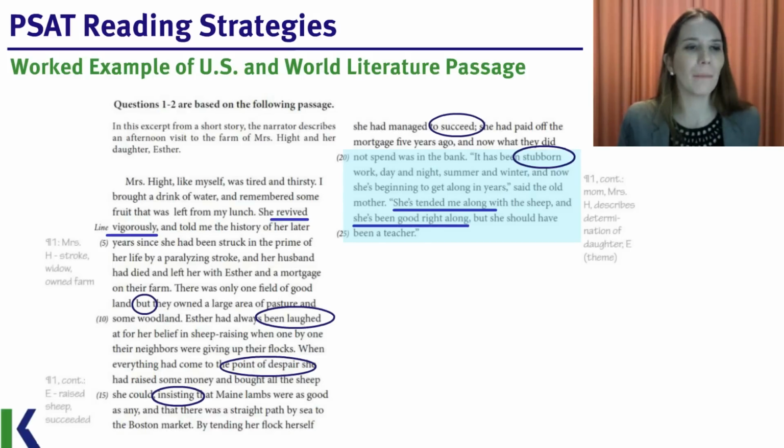It can slip right by us, but I see some of us have it. I see Zoe's got it here: should. She should have been a teacher. And I'm highlighting this because this is Mrs. H's description. So Mrs. H says, it's been really hard work. She tended me all along. She's been good, but I think she should have been a teacher. And so now we know kind of what Mrs. H hoped for her daughter.